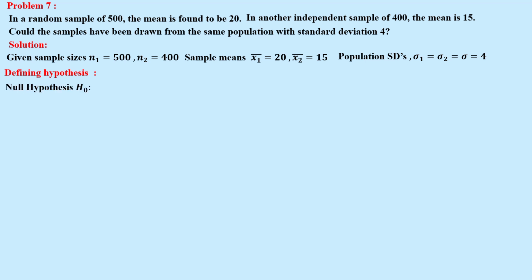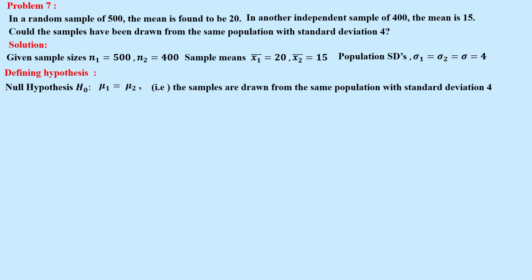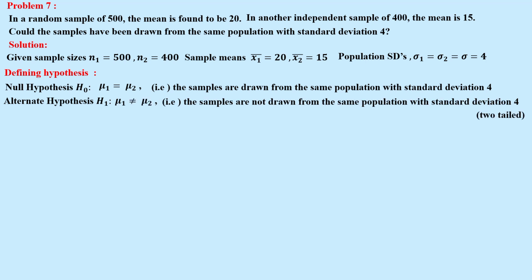So hypothesis H0: there is no significant difference, right? They are from the same population, mu1 equal to mu2. The alternate hypothesis is the opposite, mu1 not equal to mu2, a two-tailed test, so they are not from the same population. The level of significance has not been given, so we are taking 5%. In all problems, if it is not given, you take the 5% significance level.